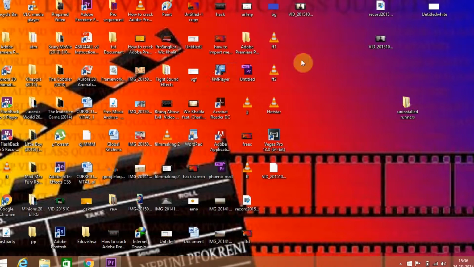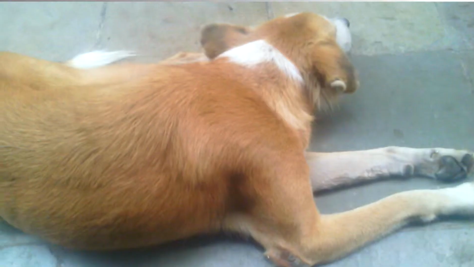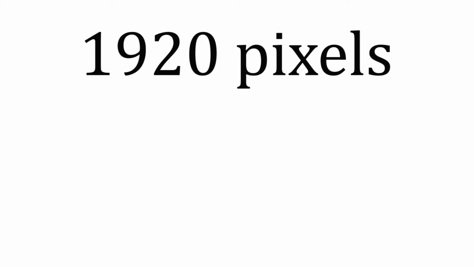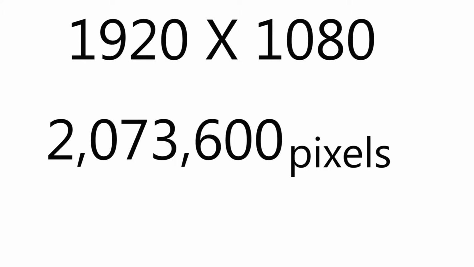So what exactly are the numbers 1080p and 720p? 1080p means 1920 pixels going across the screen and 1080 pixels going down the screen, which gives a total of 2,073,600 pixels.